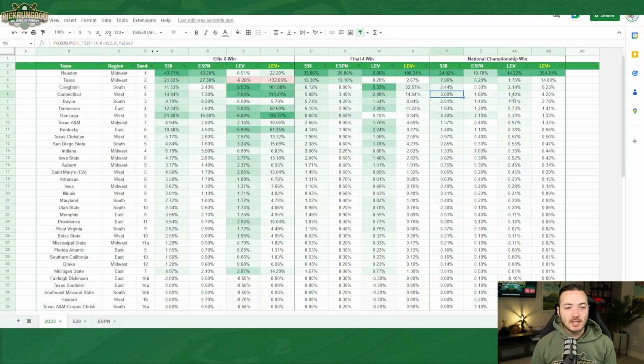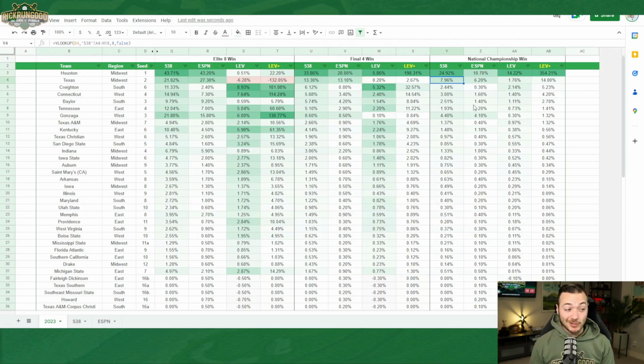So Houston, a huge 14% leverage and also owning the highest win probability via 538 gets us a massive leverage plus number. The other opportunity, if you were super against math and you really wanted to go in another direction, Texas would be interesting as well. They're going to win the whole thing 7.8% of the time. You would have leverage on them because on ESPN they're only being chosen 6.2% of the time.